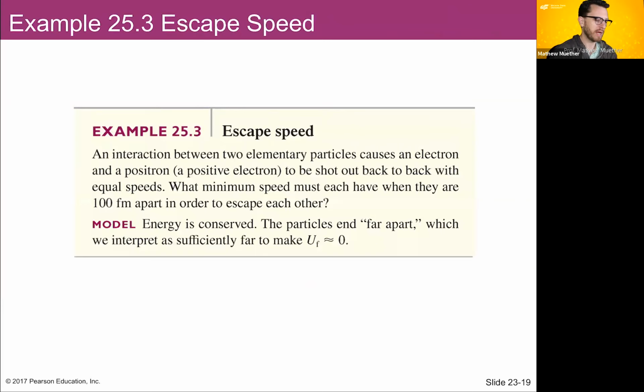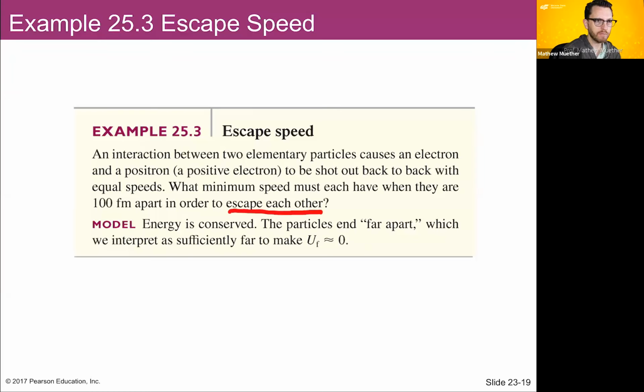So I'm not going to write out the full problem, but let's just look at the solution, and you can read through this in your textbook. This says I have two elementary particles. An interaction between two elementary particles causes an electron and a positron. A positron, it tells you, is an object that has the same mass as an electron, but with an opposite, positive charge. And they are shot out back to back with equal speeds. It says, what is the maximum speed each must have when they are 100 femtometers apart in order to escape each other?